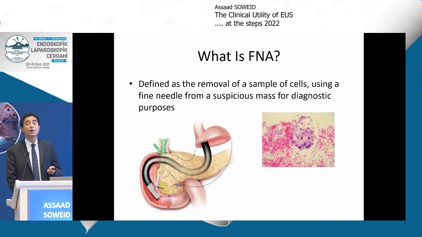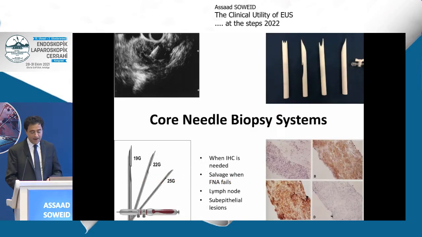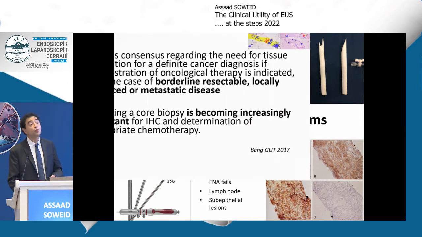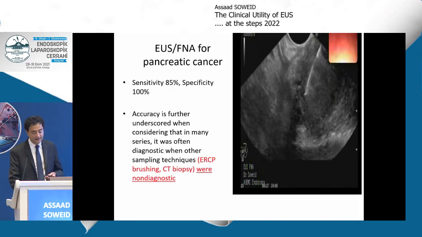I'm not going to go into a lot of the technical details, but we know that we have many needles, and we are moving away from FNA to FNB, which is fine needle biopsy. There are many types of needles on the market to obtain biopsies. We need them because they give us a bigger core. We can do immunohistochemical testing. We can get better tissue. Even our oncology colleagues are requesting tissue diagnosis, not cells, to determine if the patient would need chemotherapy and what type. So this is why obtaining a biopsy is more important than an FNA.